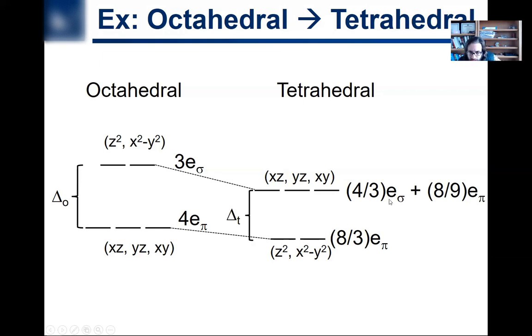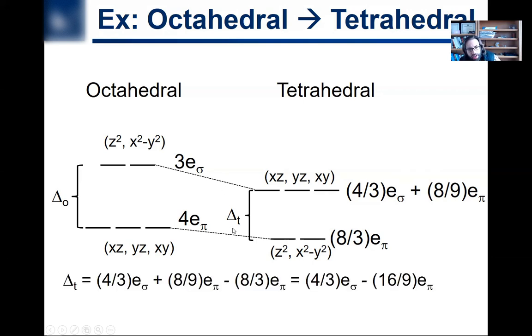Why would this be higher in energy? This 4/3 E sigma plus 8/9 E pi term, why would that be higher in energy than this term? Well, remember, E sigma is always much higher than E pi because pi bondings are stronger than sigma bonds. So this term is higher than this term. 3 E sigma, you better believe, is higher than 4 E pi because E sigma is usually like 4 or 5 times roughly stronger, okay?